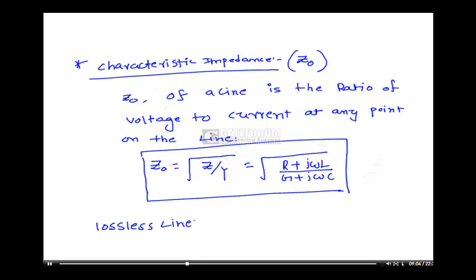Lossless line. So a line is said to be lossless. Then what are the conditions? For a lossless line, R is equal to G is equal to 0. Lossless line means the conductors are perfect, that is, the conductivity sigma is infinite. Therefore, for a lossless line, R is equal to G is equal to 0. We know this very well.